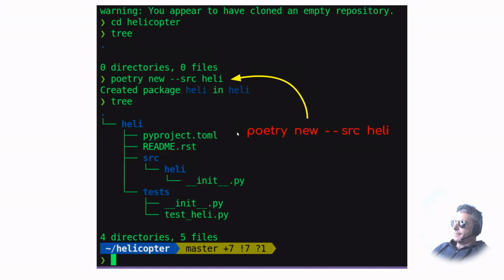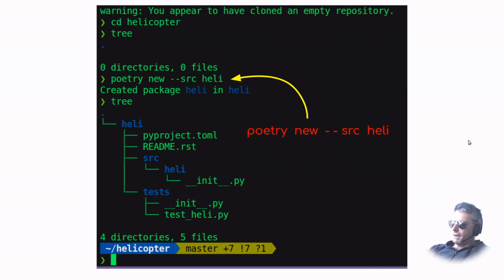So once you've issued poetry new src heli, you've got a top directory called helicopter, and inside that you've got heli, and inside that you've got your source folder and your tests folder. It creates a default test for you. So you've got tests and source, and they're all inside the folder of your app name, and your app name is inside the name of your repo. Hope that makes sense. So again, if you want to, just pause it and copy that command.